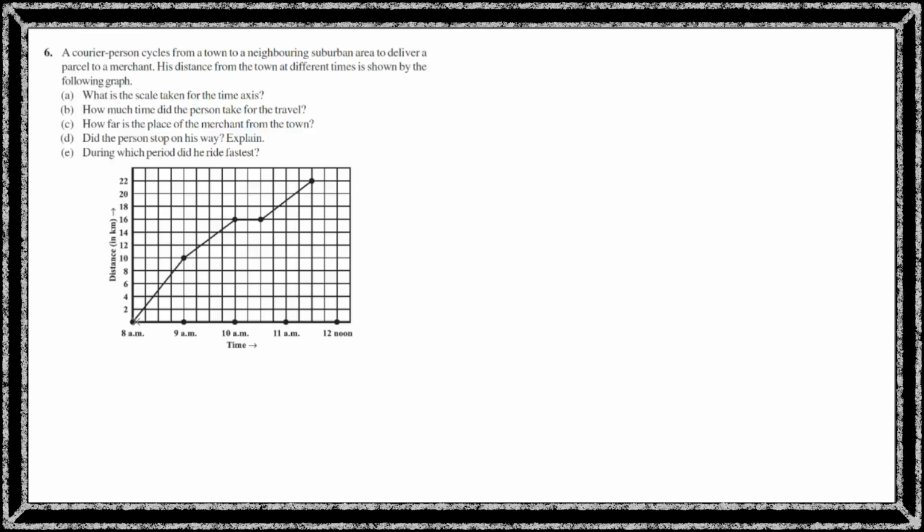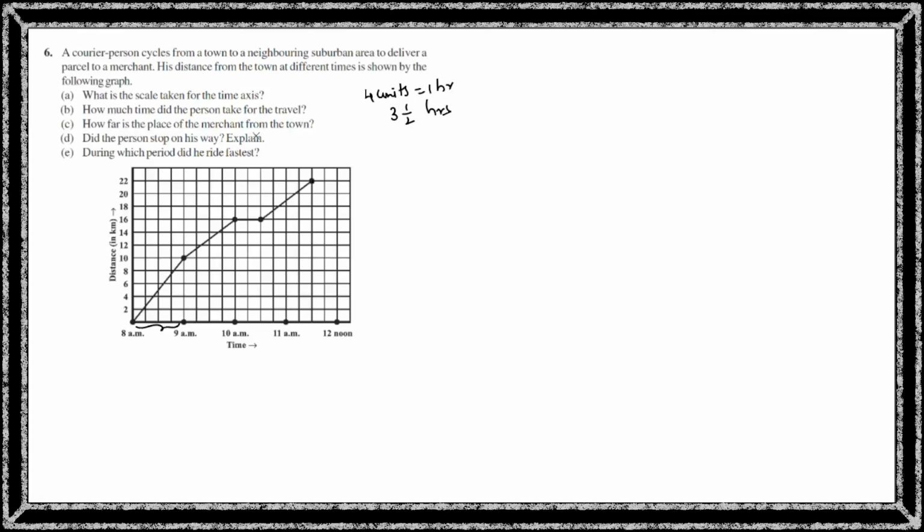So you can see that you have 4 blocks here, and for 4 blocks he is going a duration of 1 hour, right? So 4 units is 1 hour. That is my scale, right? How much time did the person take to travel? Now you can see that he's been traveling from 8 a.m. to 11:30. Okay, this point is not 12, it's 11:30. So that is nothing but 3.5 hours.